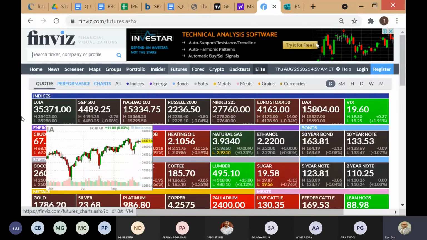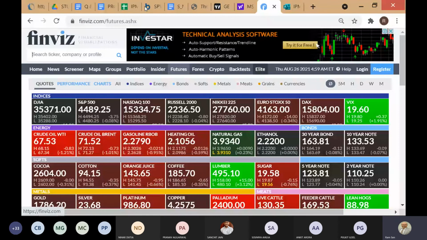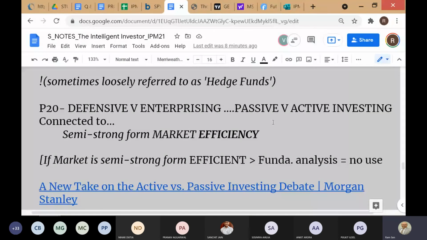But the point is that you're basically saying that I don't have the time to do this, and I don't think I can beat the market. So this guy, the passive investor, believes in semi-strong form market efficiency. Please understand that. It's important for you to connect to this, that the passive investor believes in semi-strong form market efficiency. The active investor does not.